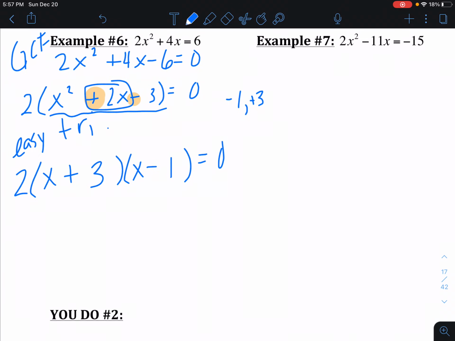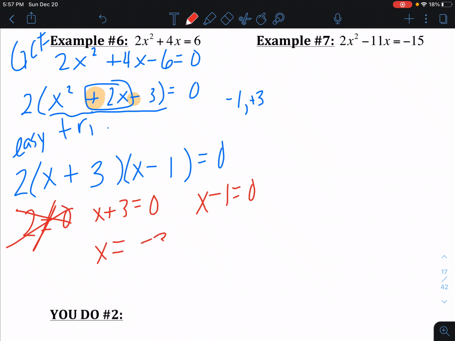Okay, time to get some answers. We set our factors equal to 0. Now, the 2 here does not have an x. Therefore, since there's no x, the 2 can just go away, disappear. So we have x plus 3 is 0, x minus 1 is 0, and we solve. Subtract 3, we got negative 3, and add 1 to get 1. There are your two answers. And please, guys, when you're doing your work, please circle your answers for me.